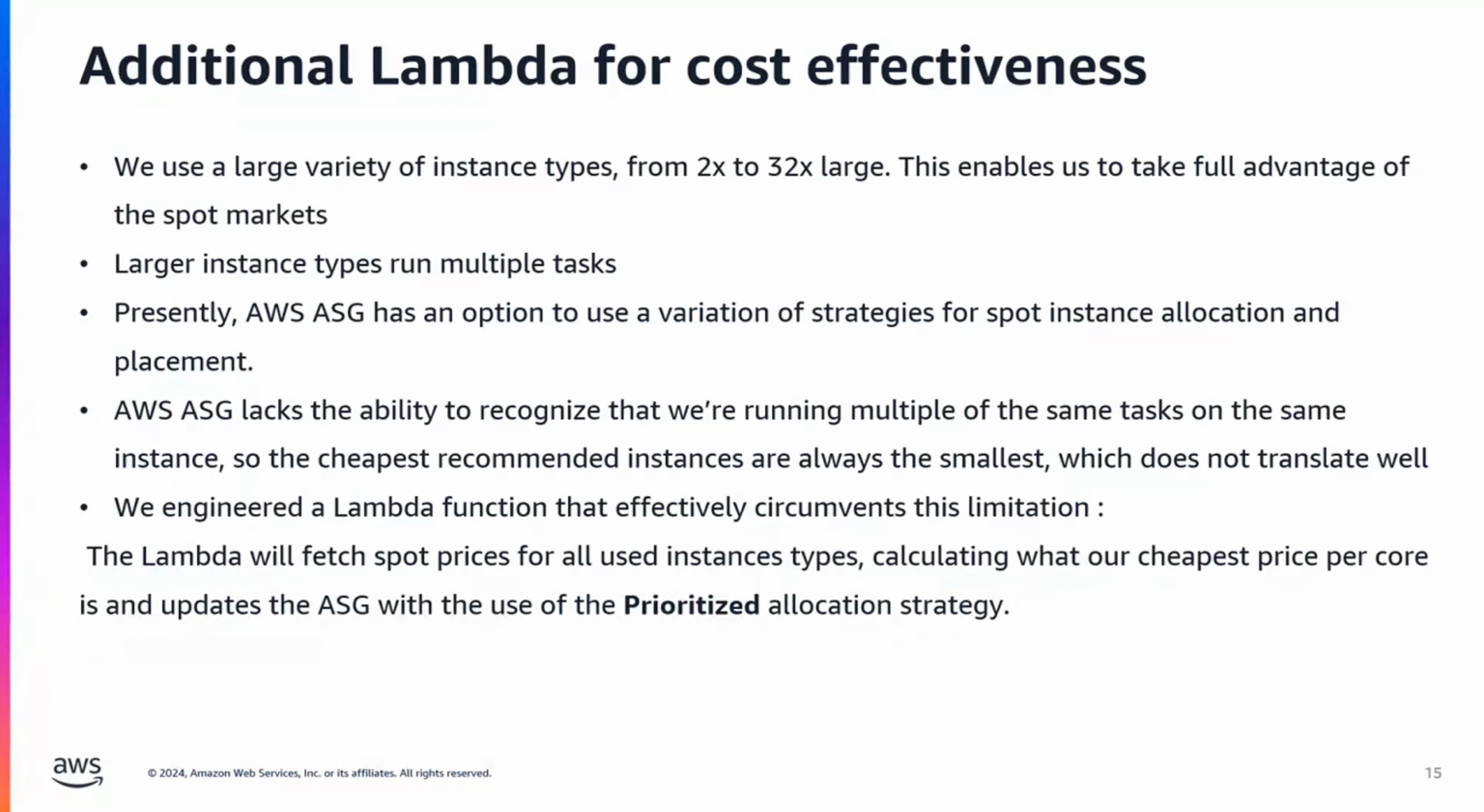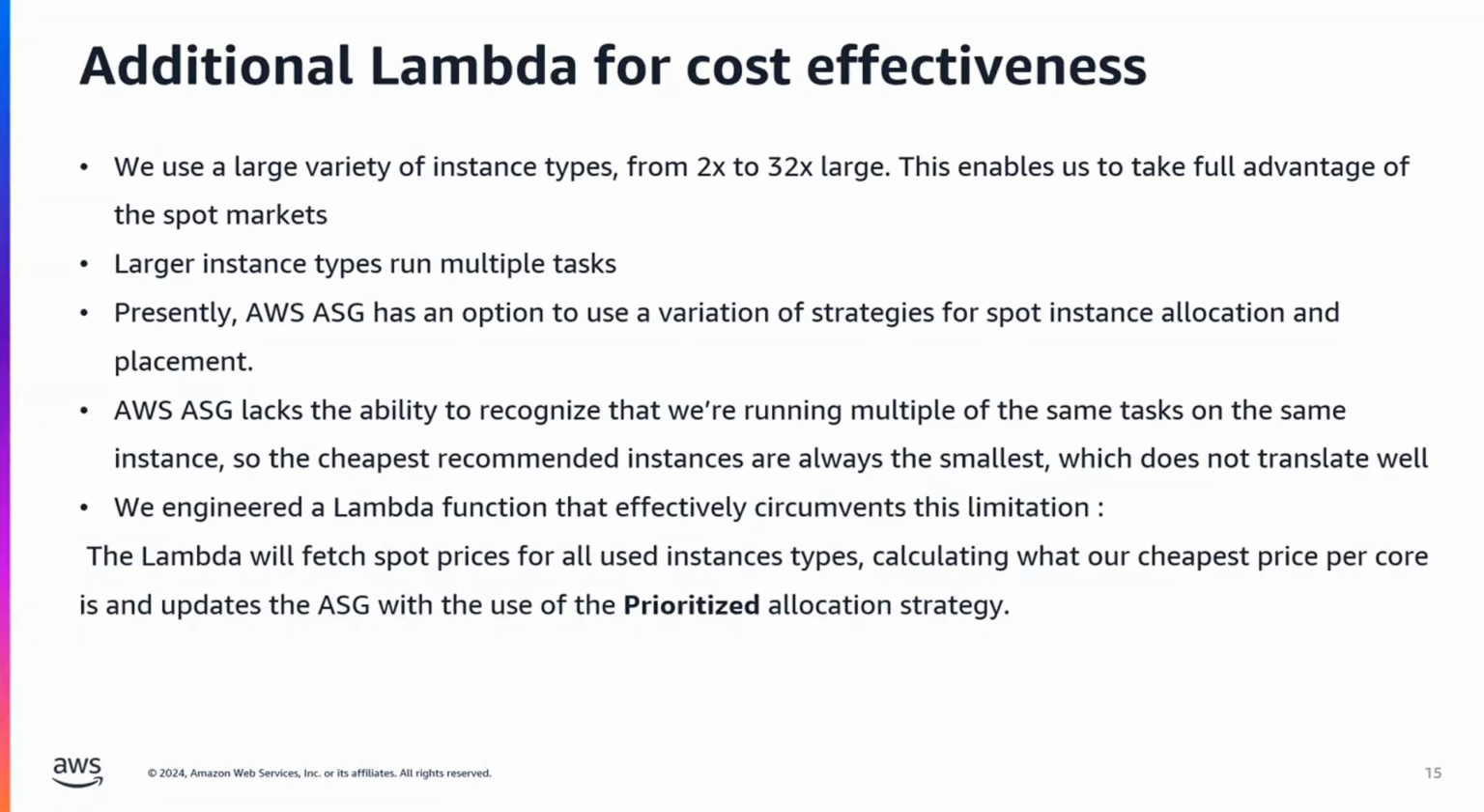But one thing we did find out it lacks is the ability to recognize that we are running multiple of the same tasks on the same instance, which for us translated to the cheapest recommended instance always being the smallest, just because a 2x large is always cheaper than a 4x large, but a 4x large is not necessarily double the price of a 2x large. That meant the price per core, or the price per task, wasn't getting translated as needed, so we weren't saving as much as we could.